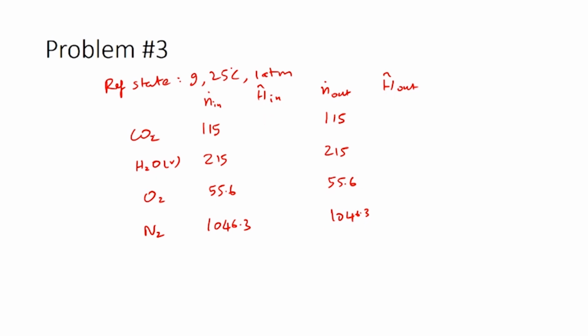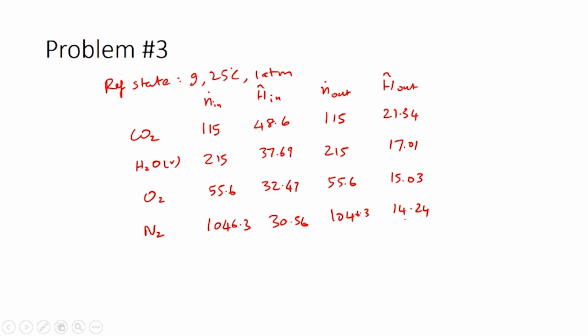So, you have carbon dioxide and water vapor, oxygen and nitrogen all entering at 1000 degrees Celsius. All these values have to be looked up in the enthalpy table for combustion gases. If we look up these values, they are given as 48.6, 37.69, 32.47, 30.56, and 21.34, 17.01, 15.03 and 14.24. So, this gives us the enthalpy table.